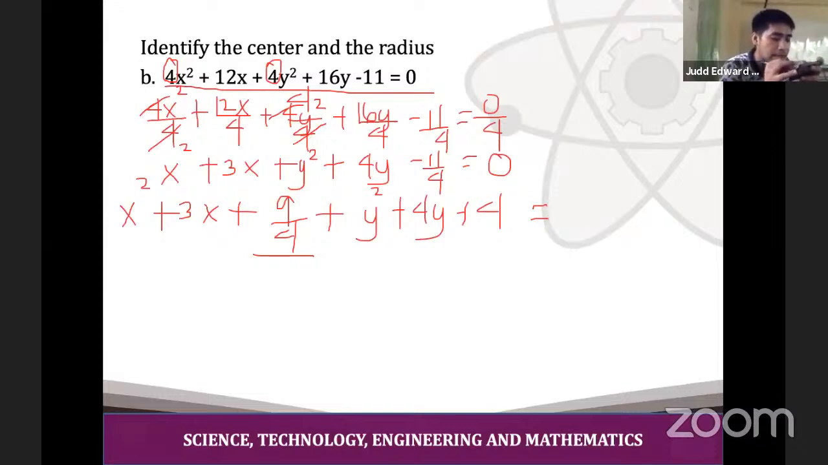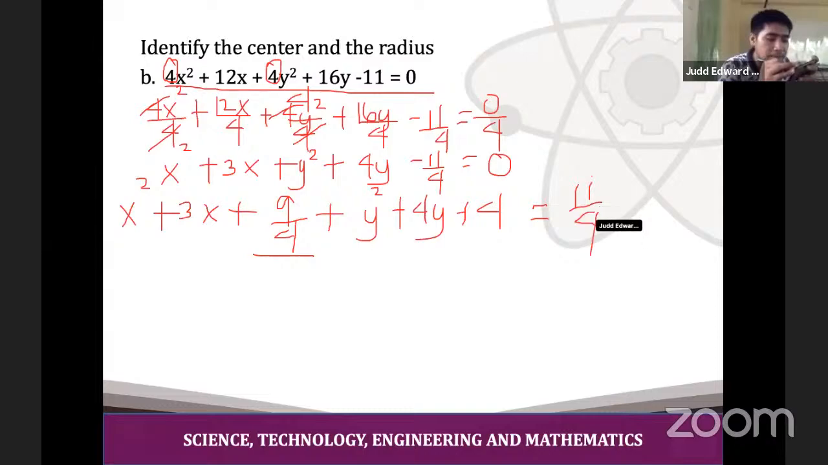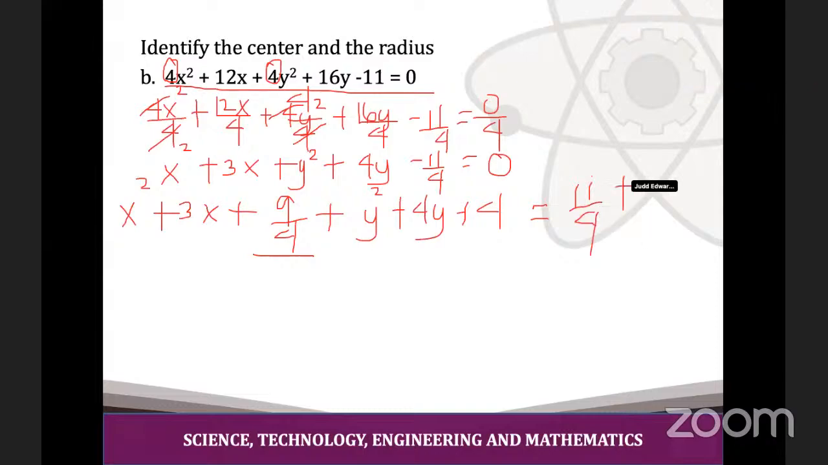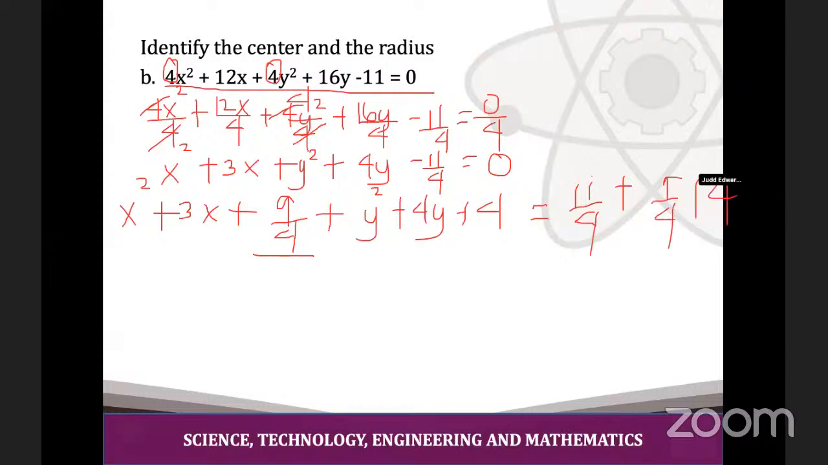Therefore, we will have positive 11/4 plus, what do we add? 9/4 and 4.